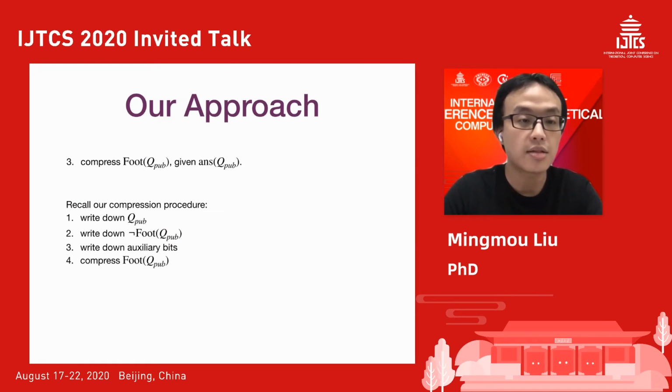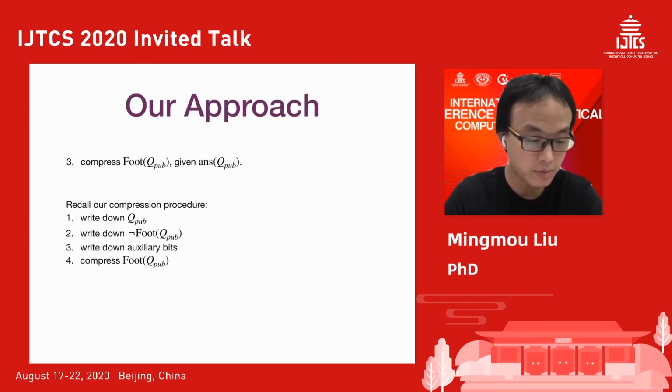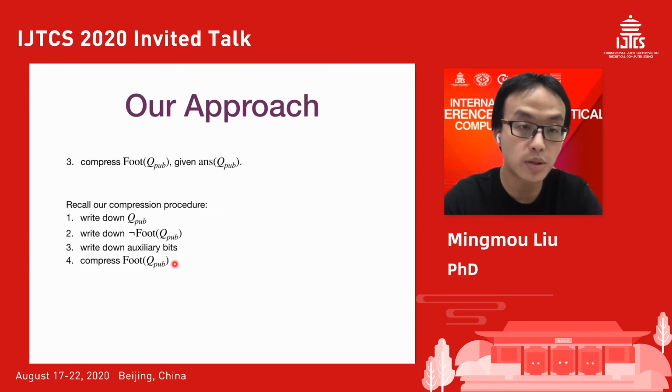Finally, the last step. Recall our compression procedure. After the first step, we write down all the cells which are not probed by QPub. Then we write down the auxiliary bits. Finally, we compress the cells probed by QPub.